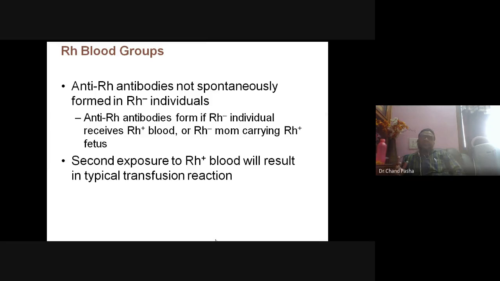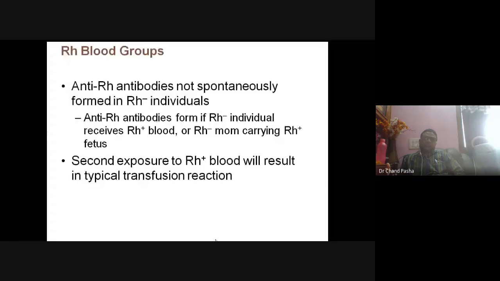And what happens here? Whatever antigens are there in the baby, they will interact. This antigen antibody agglutination takes place, and once this agglutination is taking place, because they are adjacent to the RBC, the lysis of RBC takes place. It is called erythroblastic fetalis. Then it leads to the death of the fetus.